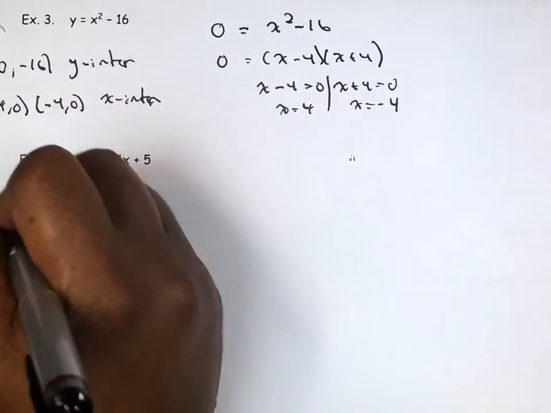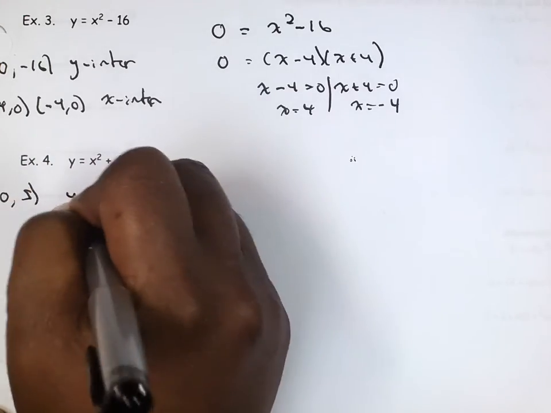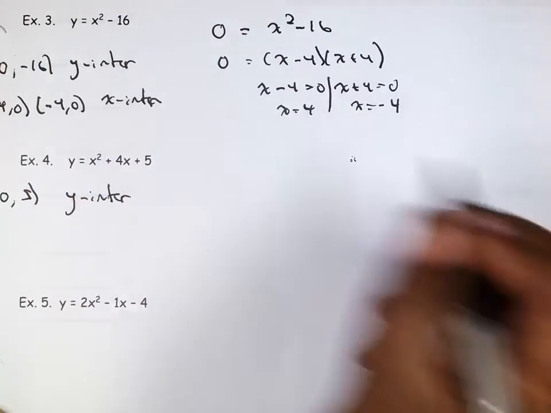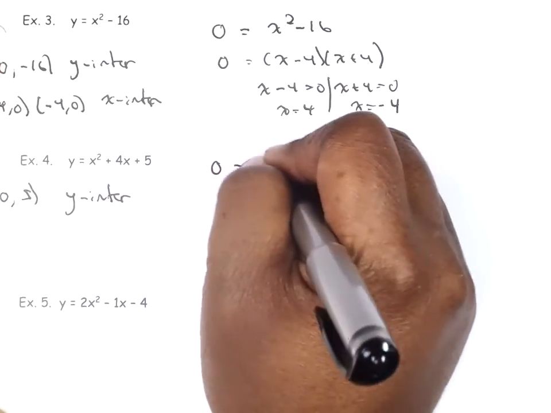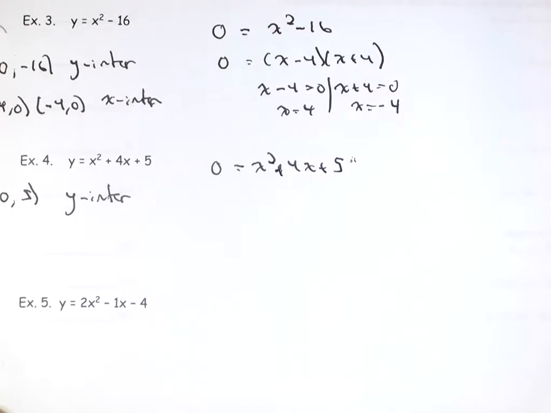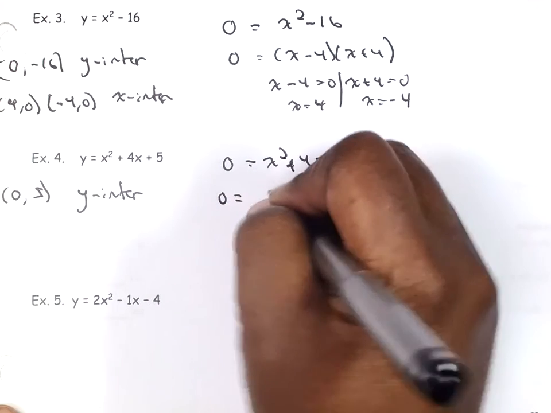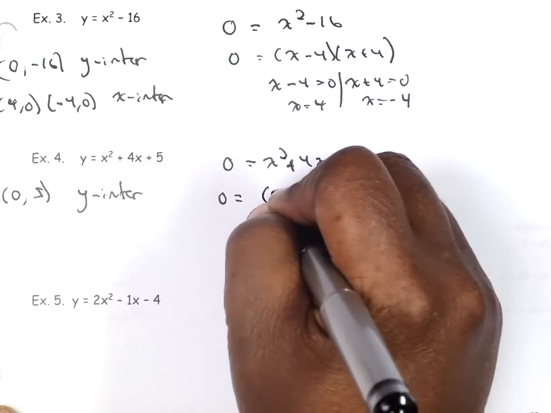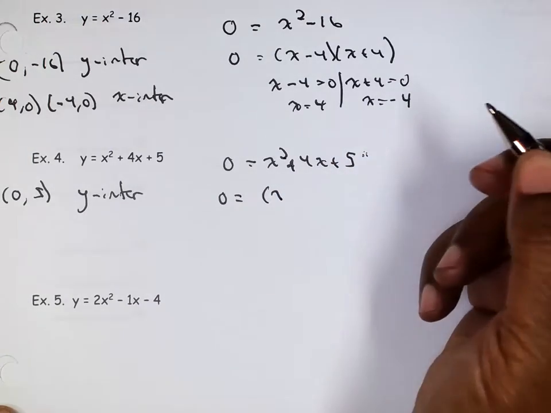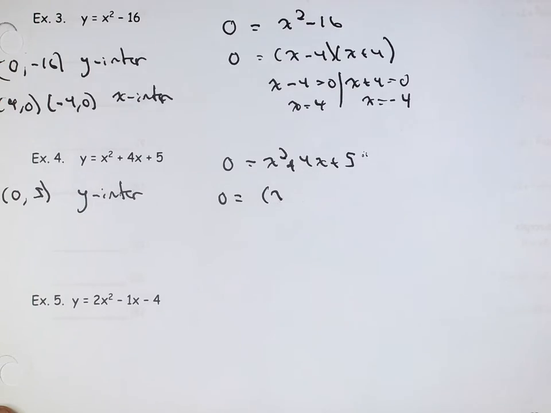Number 4, c is 5, so (0, 5) is my y-intercept. Then to find the x-intercepts, I set y equal to 0. Again, I'm factorable. Oh no, I'm not factorable. I was thinking it was x squared plus 5x plus 4. That would have been factorable, but this is not.